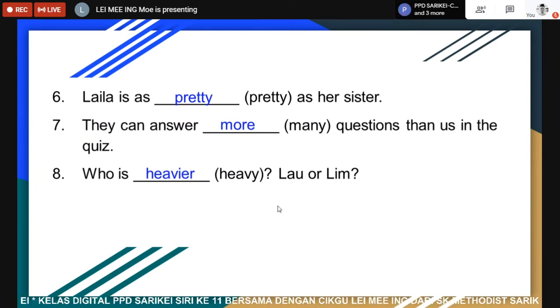Since when you read this sentence, these questions, we are comparing Lao and Lim. We want to know who is heavier, so it is a comparative form. We drop the y, we plus I, E, R. So did you get all the answers correct? If yes, well done. It means that you understand all the degrees.